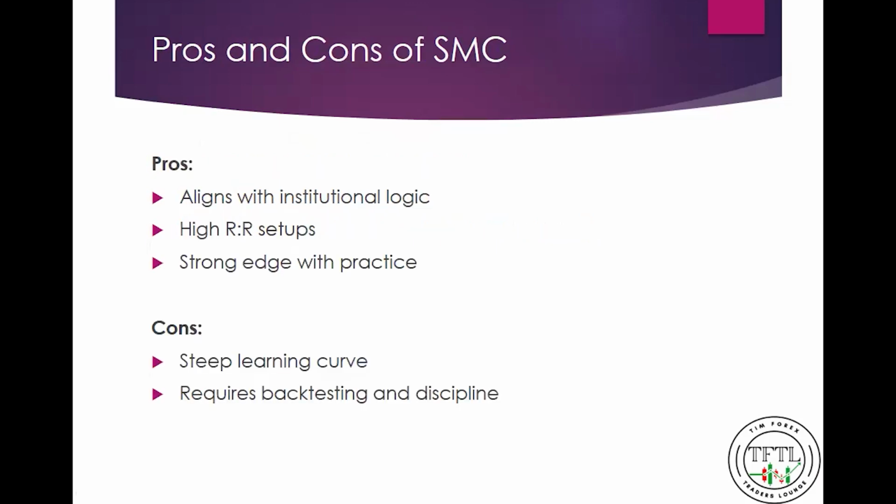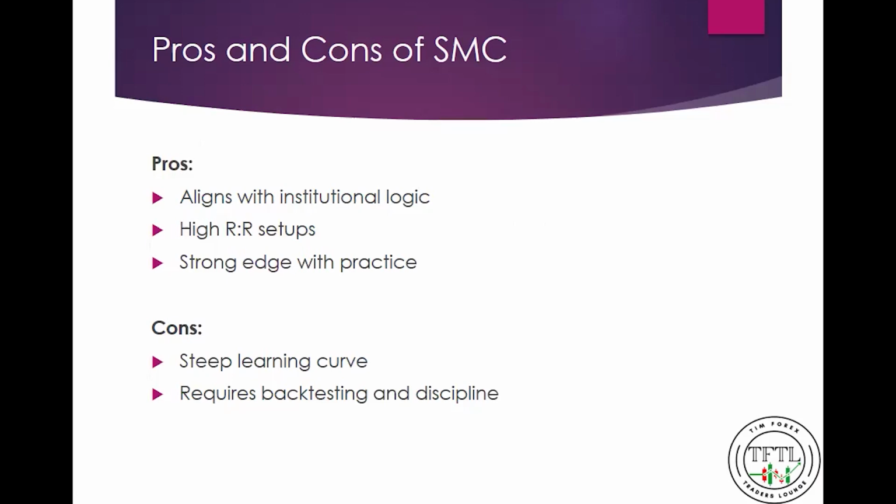So, the pros and cons of smart money concept. The advantage is that it aligns with institutional logic. Remember, when you're trading, you want to trade like the banks. It gives you a high risk to reward ratio setup, and it has a strong edge, especially if you're able to practice it with time. The disadvantage is that it has a steep learning curve. I've found most traders take quite some time to understand SMC, but the moment you understand SMC, it becomes a game changer.